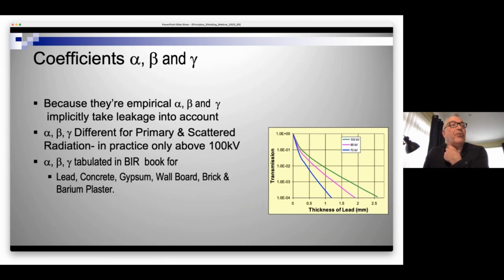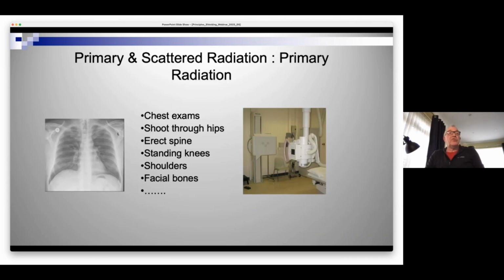And because they're empirical, alpha, beta, and gamma actually take leakage into account because they're measured, which means that's another reason for just ignoring leakage altogether. They're different for primary and scattered radiation, but in practice only below 100 kV, and they're tabulated in the book that we're talking about.